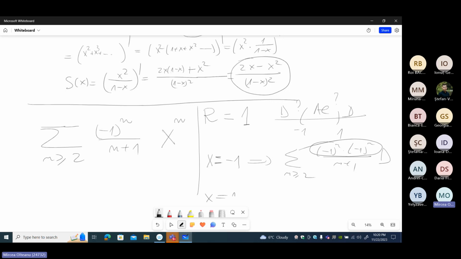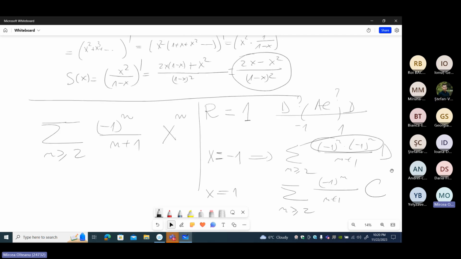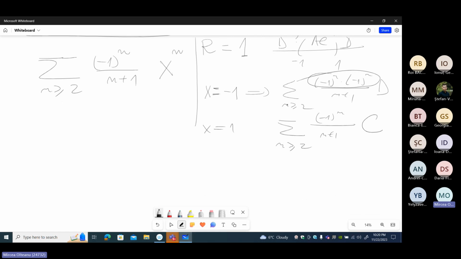When x equals 1, we get what? Which is? Convergent. It is convergent because this is the alternating harmonic series. Or you can prove the convergence by using the Leibniz test. It's an alternating series. Okay.